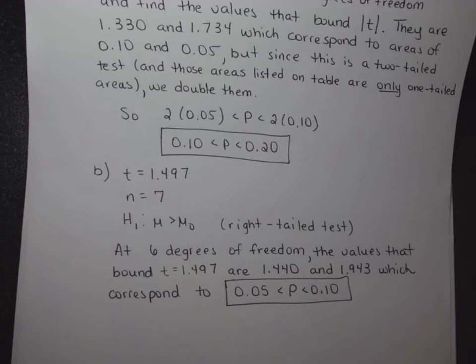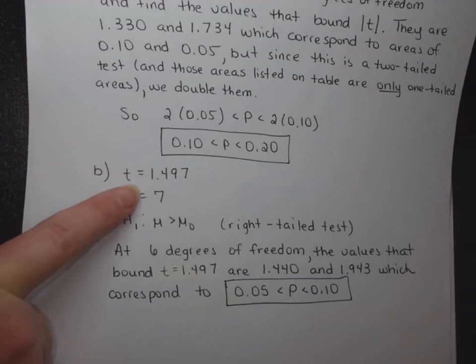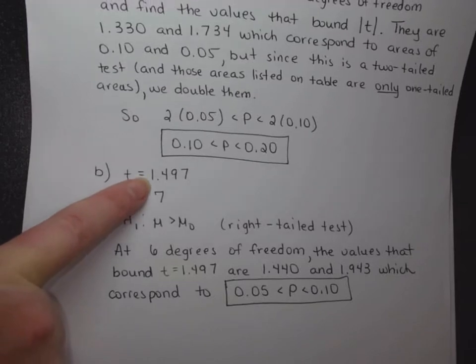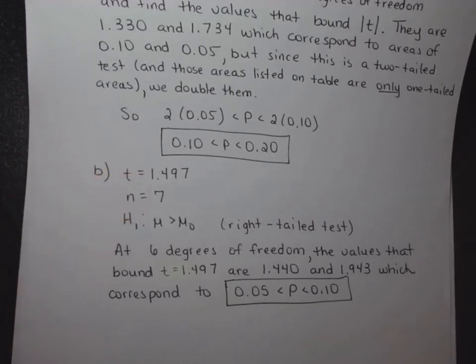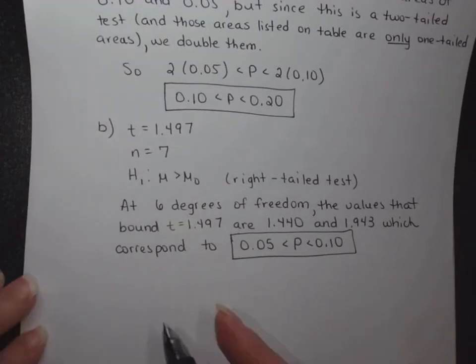All right, so the only difference with a left-tailed test is the fact that T would be negative. You would ignore that negative sign and still try to bound it in at the right row.